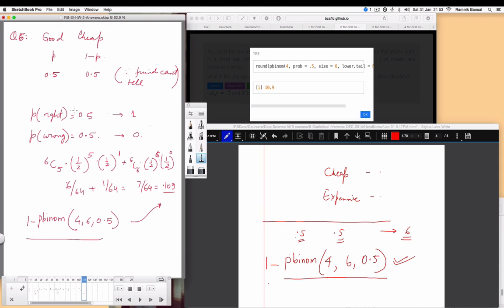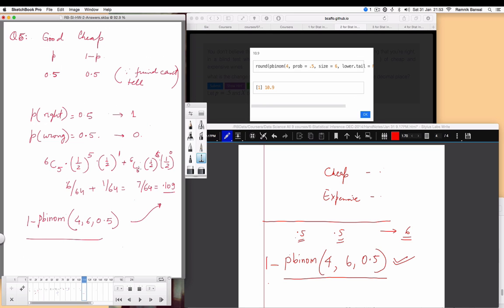Let us say if he tells it right, we give him 1 mark. If he tells it wrong, we give him 0 score. So that's the same as heads and tails. Then what is the probability of getting 5 rights? It is 1 by 2 raised to 5 into 1 by 2 raised to 1 into 6C5, because the number of combinations of 5 rights out of 6 is 6.